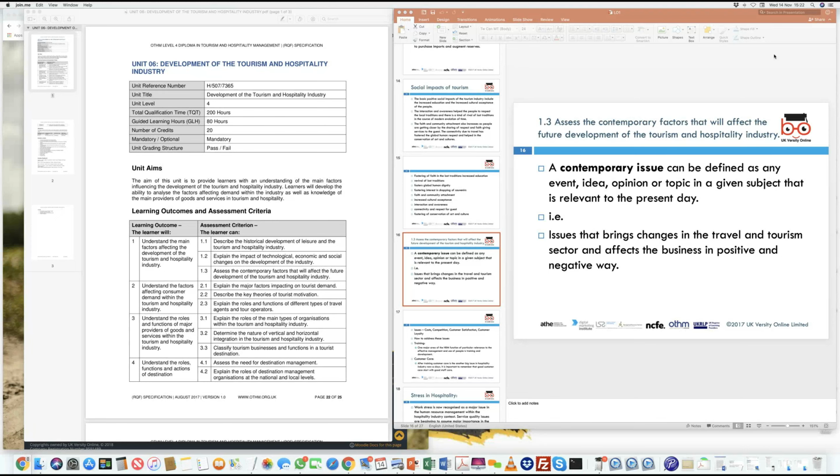Okay. So when you look at contemporary issues in general for the travel and tourism sector, what you get to see is that these issues are not related to a particular type. They could be related to an event, could be an idea, could be an opinion or a topic which is relevant to the given situation on the present day.